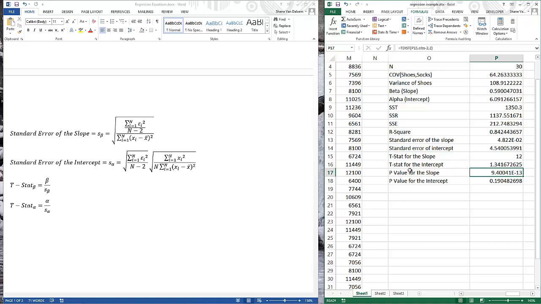Is there more than a 5% chance that this is happening from random chance? Certainly not in this case. It's effectively a 0% chance that our slope is occurring out of random chance, that there is in fact a statistically significant relationship between the number of shoes sold and the number of socks sold. However, the intercept is not statistically significant at the 5% level.